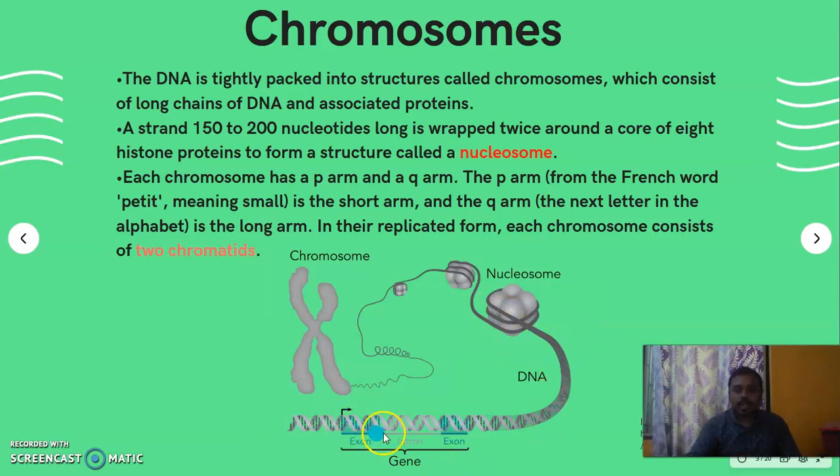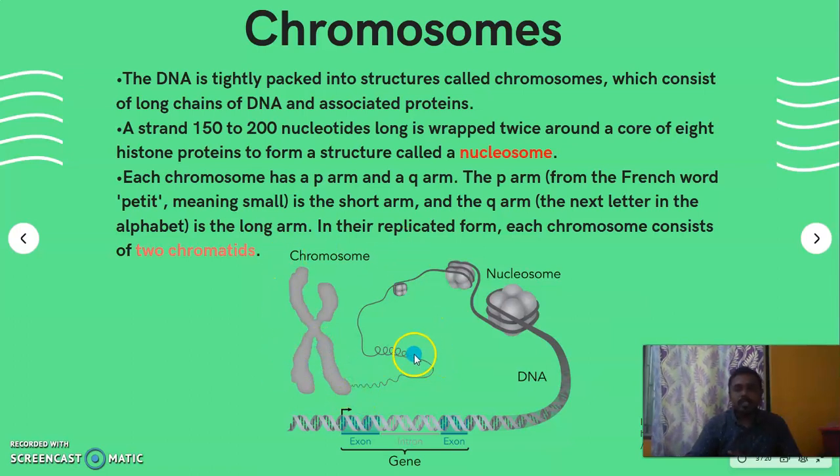Your entire stretch of DNA, already we have seen what a gene is. A gene has exons, introns, and again exons, and it goes on like that. So along the entire stretch you will have lots of different gene sequences. All these are coiled around your histone proteins and form nucleosome structures. And lots of similar nucleosome structures coil together and form a single chromosome.